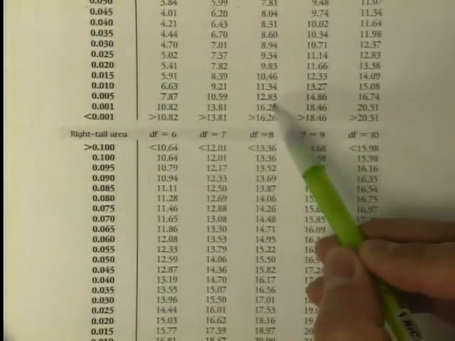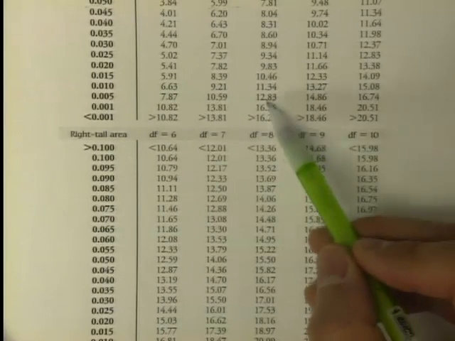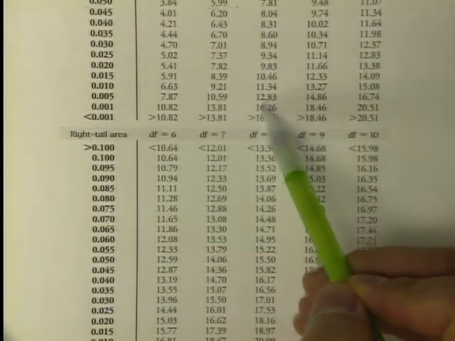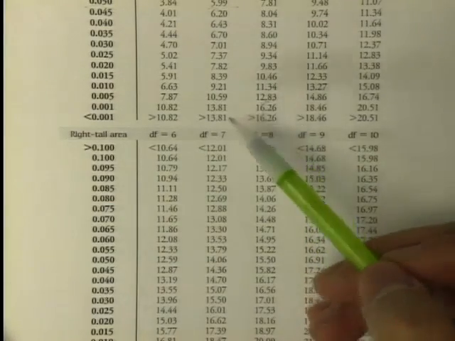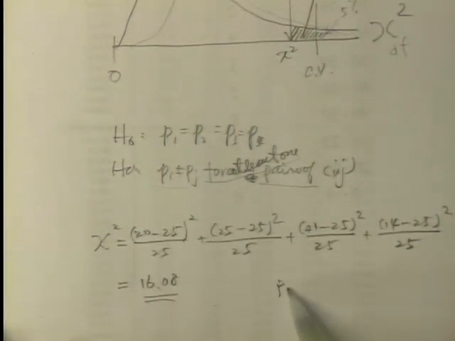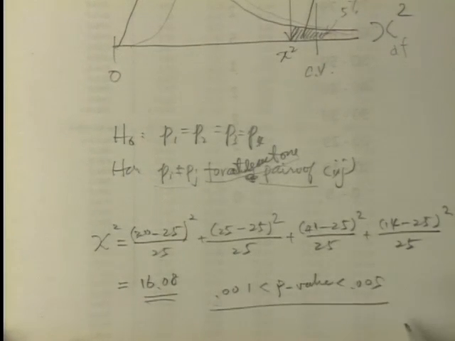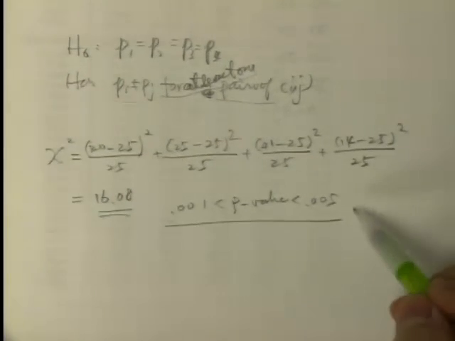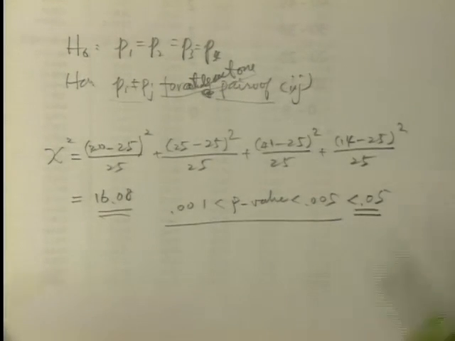If you come to the table, 16.08 is in between these two numbers. So you know that the p-value should be less than 0.05 for sure. Its p-value is between 0.001 and 0.005 from the table. And that helps us understand whether the p-value is less than 0.05 or not. 0.05 is the cutoff, so this is less than 0.05. The p-value is less than 0.05, so I'm going to reject the null hypothesis.